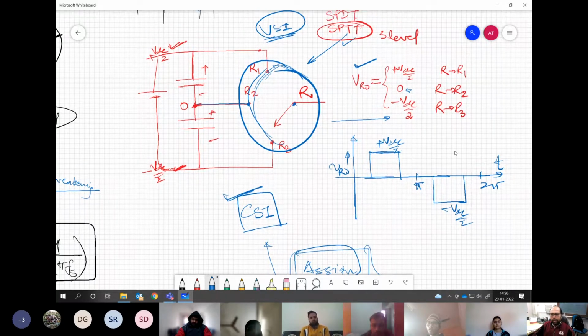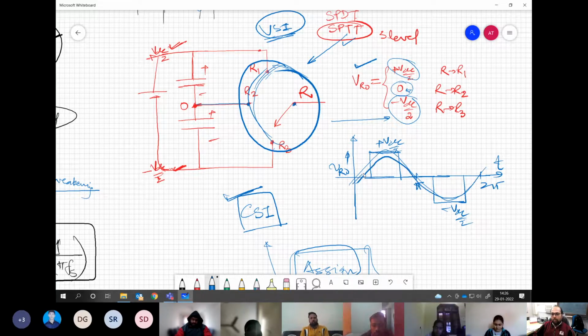Now if this kind of arrangement is there, we can generate plus VDC by 2 or 0 or minus VDC by 2. So the waveform may look like this. Something like this is generated where we have plus VDC by 2 level, 0 level and then minus VDC by 2 level. This kind of arrangement we are having.